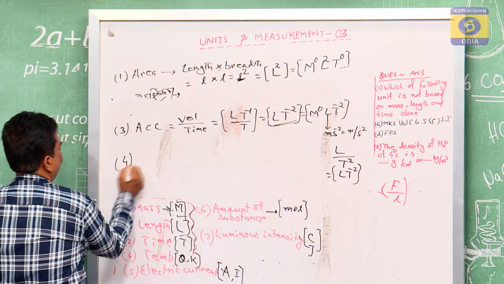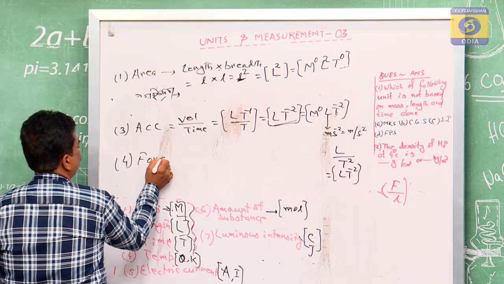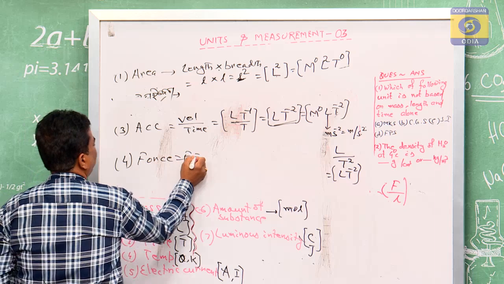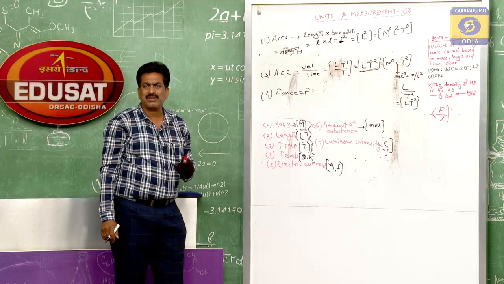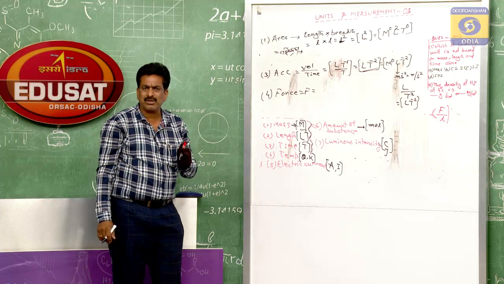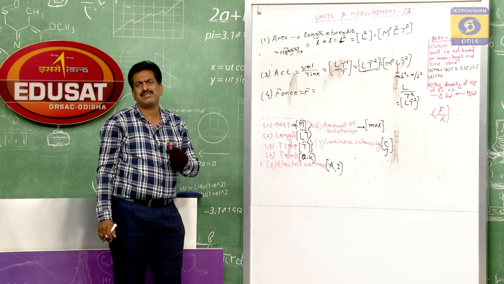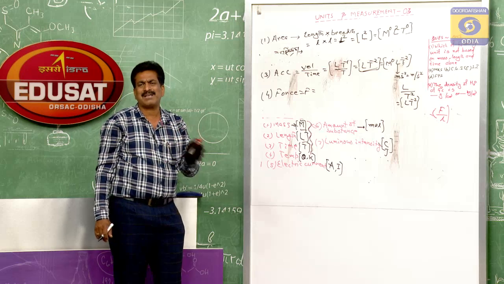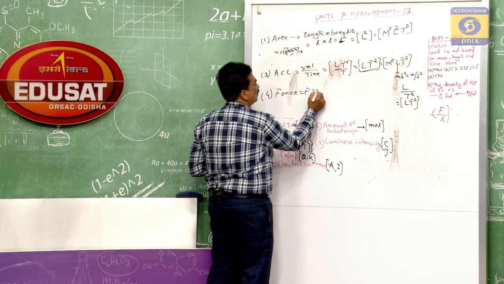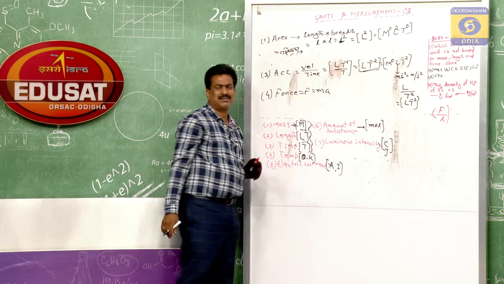Suppose we go for the fourth, that is force. Force is equal to Fa. F stands for father. So what we know, father is equal to mother. Mother is equal to ma. Ma means, in English, Ma. M means mass, A means acceleration. So Ma means mass into acceleration. So force is equal to mass into acceleration.